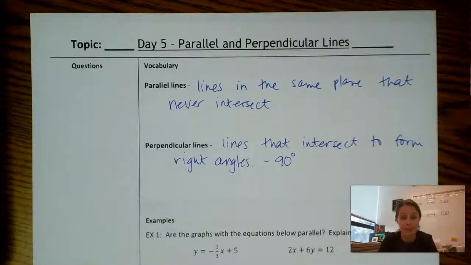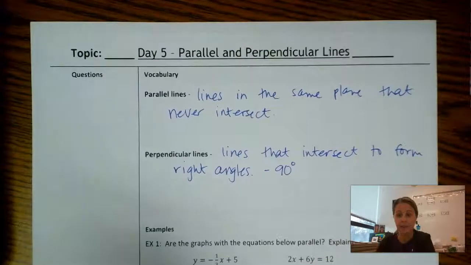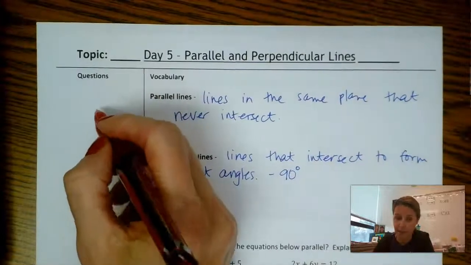So let's come back to parallel, but go ahead and write that definition for perpendicular. Perpendicular lines are lines that intersect to form right angles, and right angles are 90-degree angles. Okay, if you need to pause to write all that, please do, because I'm going to add a few notes here.